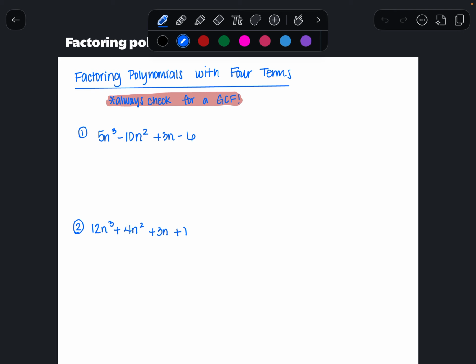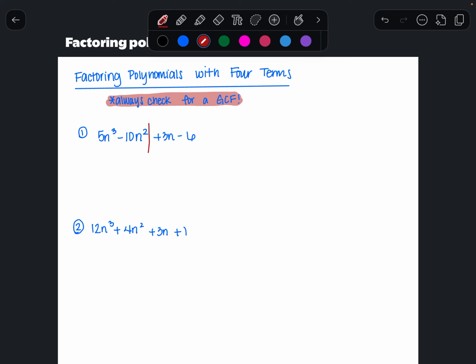I actually find that, even though the problems seem more complicated, once we practice factoring, this becomes pretty easy. The reason is that we still need to check for a greatest common factor, but if we don't have one that we can factor out from all the terms, then we go right into splitting up the problem.